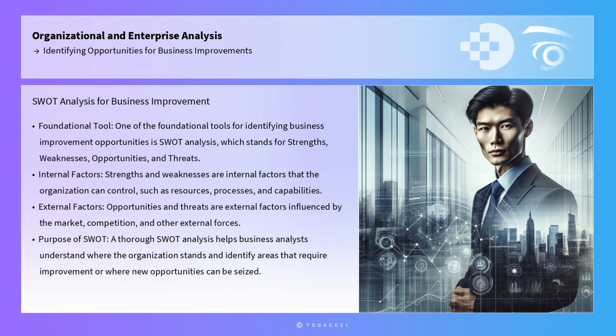Strengths and weaknesses are internal factors that the organization can control, such as resources, processes, and capabilities. Opportunities and threats are external factors that are influenced by the market, competition, and other external forces. A thorough SWOT analysis helps business analysts understand where the organization stands and identify areas that require improvement or where new opportunities can be seized.